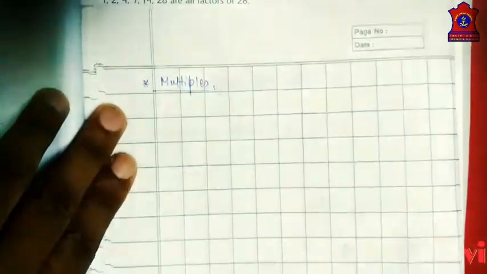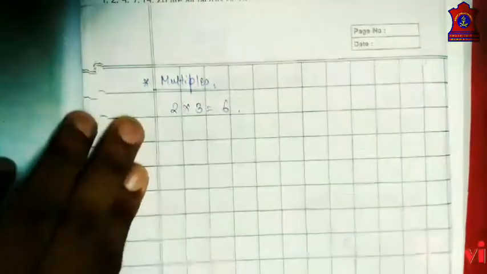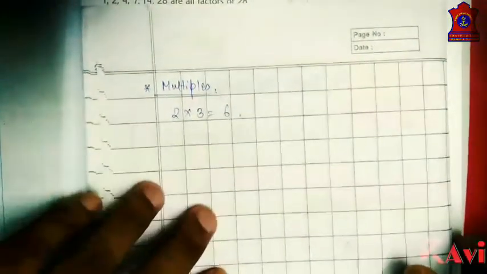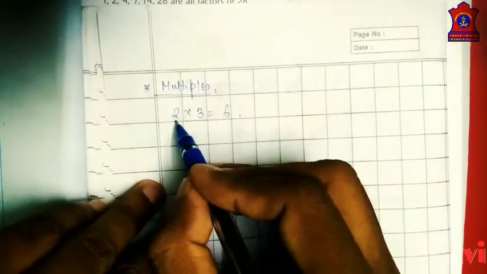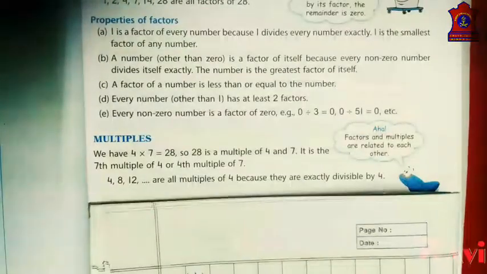Okay, what are the multiples? Here look at this example. 2 into 3 equals 6. When you're multiplying a number by another number, the result you are getting is 6. So what is the multiple?